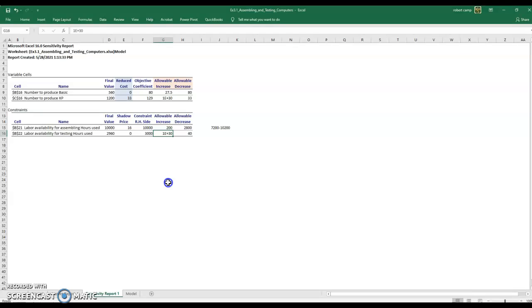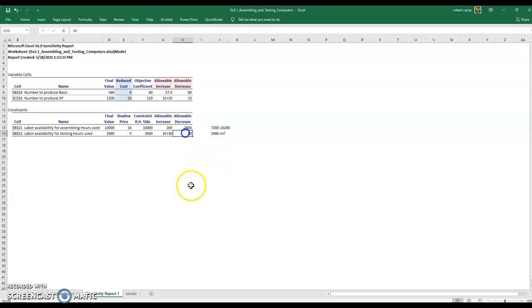And if I look at things and it says I can decrease by 40, what is that telling me? That shadow price of 0 is going to hold between, we can decrease this by 40, because that's our 3,000, so our 3,000 minus 40 would be 2,960, and then that would go to infinity. So as long as we're between 2,960 and infinity, that testing labor hour shadow price will be 0. So if we add or subtract, it's not going to change anything.